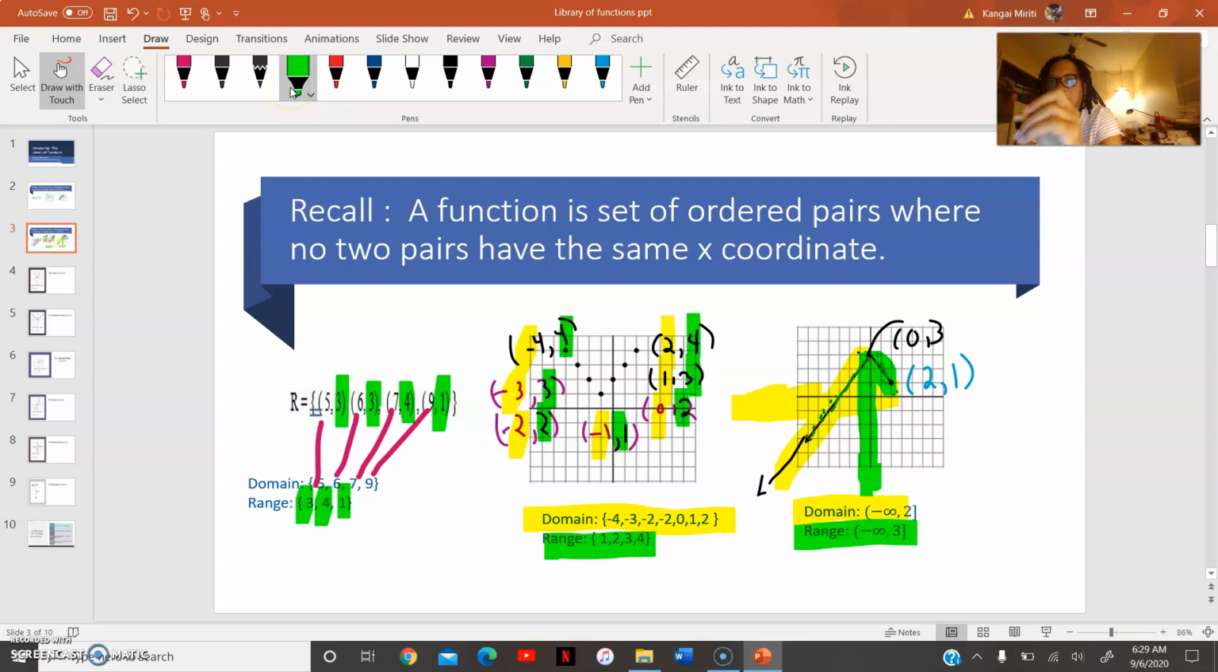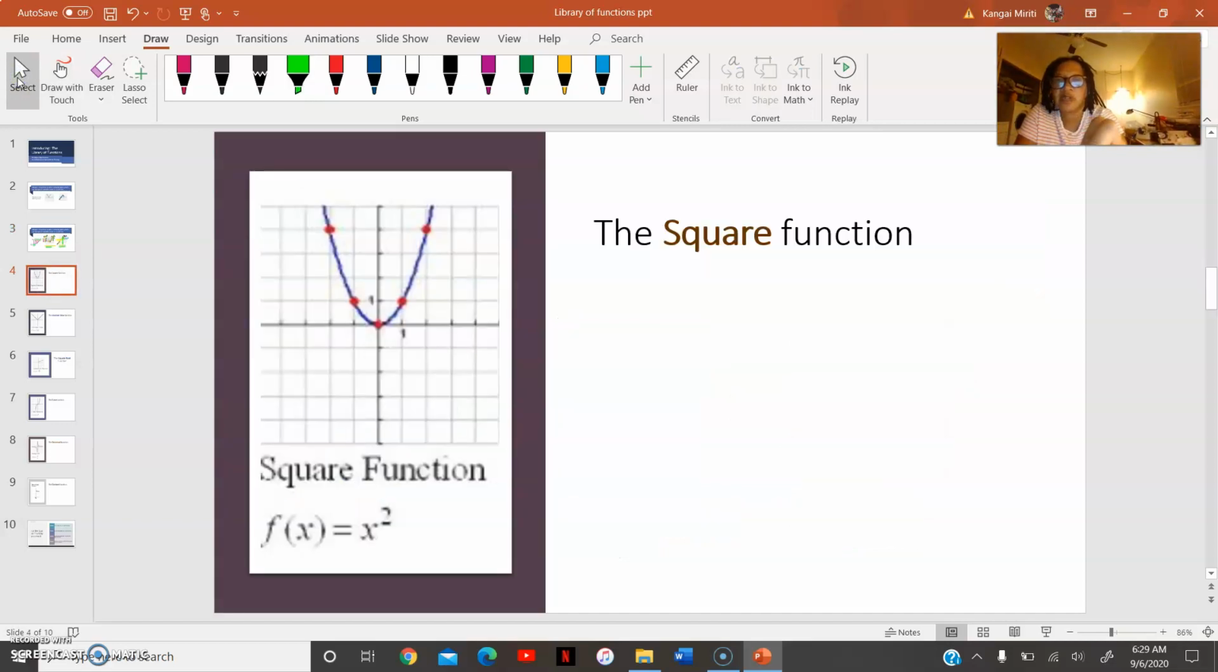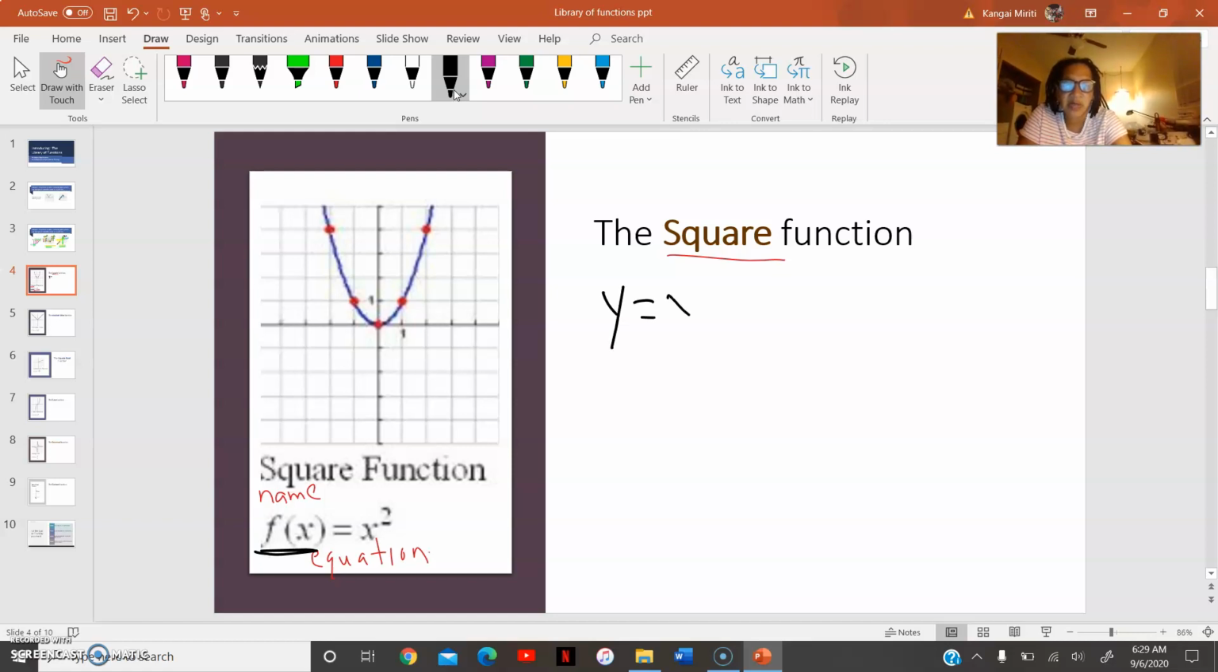So now let's look at these library functions, which are special common functions that we see often and that you should be familiar with. The first one is called the square function. So that's the name of it. Square function is its name. You need to know the names. And here's the equation for the square function written in functional notation. And remember that in functional notation, we have f of x instead of y. So if I want to write this in y-x language, the equation for this function is y equals x squared, with the f of x replacing the y.